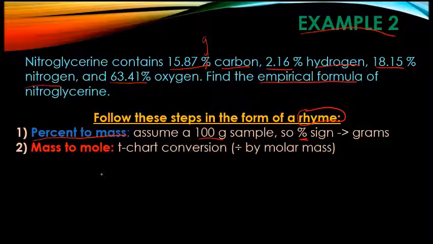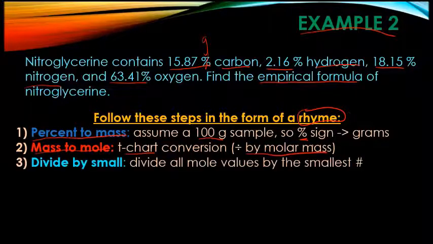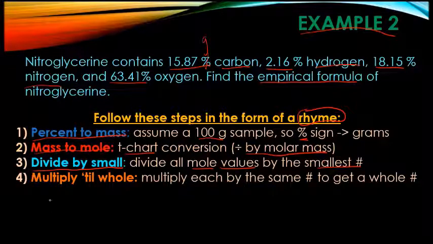Second step would be to change the mass to moles. So percent to mass, mass to mole. Basically use a t-chart or convert it over by dividing by the molar mass. The third step is divide by small. And when we're talking about small here, we're talking about the smallest mole value out of every one. Divide all the mole values by the smallest mole. And last but not least, sometimes you have to implement this step, not always, but multiply till whole.